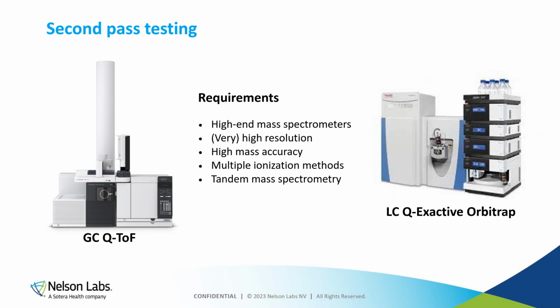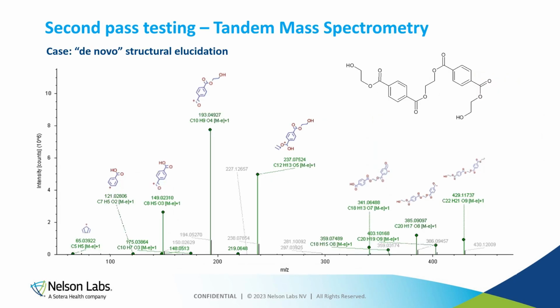In that case, the extracts are analyzed with GC-QTOF, time of flight, for the semi-volatiles, and LC Q Exactive Orbitrap for non-volatiles. So here you are using high-end mass spectrometers with very high resolution and high mass accuracy in combination with multiple ionization methods and tandem mass spectrometry. With this tandem mass spectrometry, these MS2 data, there is the possibility to structurally elucidate the unknown or the compound of interest, as it is illustrated here in this example. So there are possibilities to further identify these unknowns.